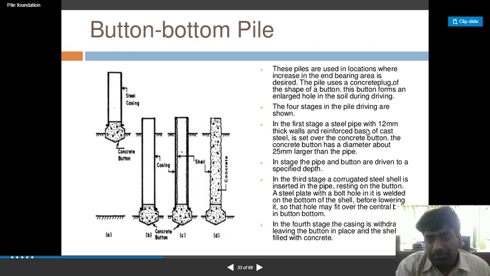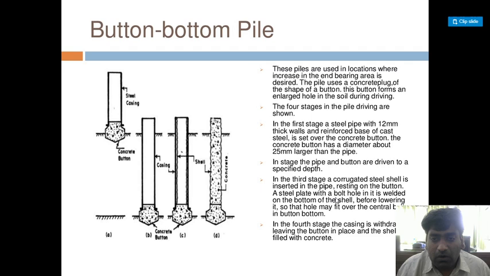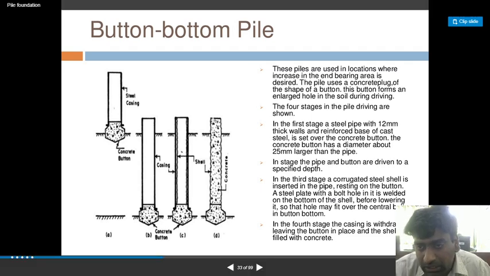In the first stage, a steel pipe with a 1/2 inch thick wall and a reinforced base of cast steel is set over the concrete button. The concrete button has a diameter about 2.5 inches larger than the pipe. In the second stage, the pipe and the button are driven to a specified depth. In the third stage, a corrugated steel shell is inserted in the pipe, resting on the bottom. A steel plate with a bolt hole in it is welded on the bottom of the shell before lowering, so that the hole may fit over the central bolt in the button bottom. In the fourth stage, the casing is withdrawn. The button is left in place and the shell is filled with concrete.